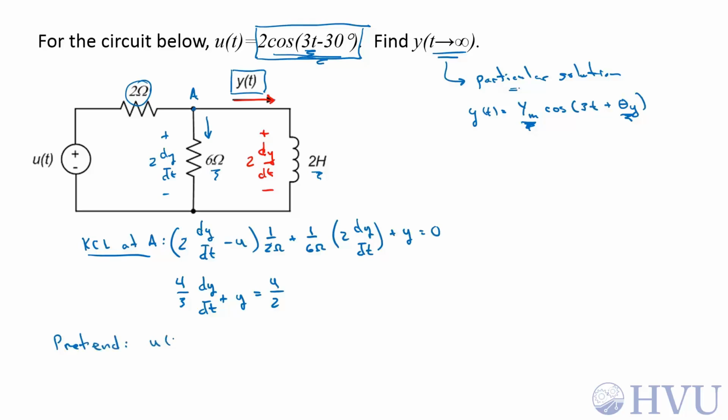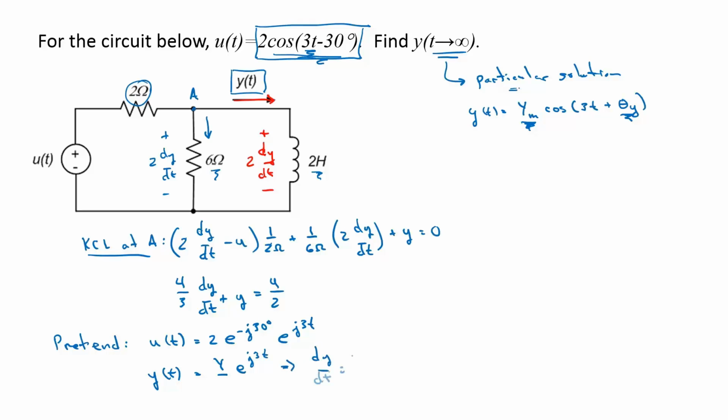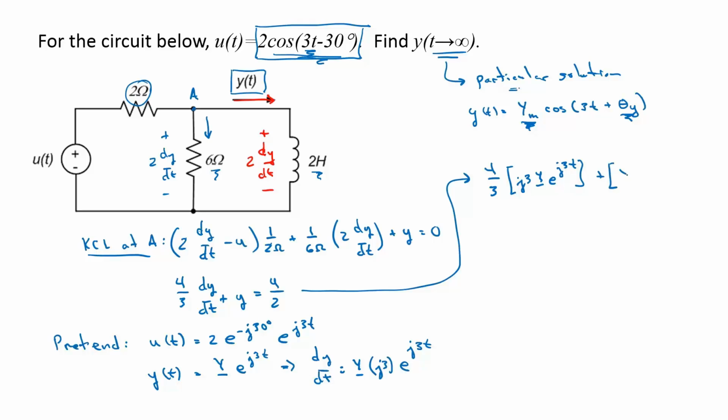So let's pretend again that u of t is some phasor which has an amplitude of 2 and a phase angle of minus 30 degrees times e to the j3t. If that's the case, then y of t is going to have the form of a phasor Y e to the j3t, and dy dt will be the phasor Y times j3 times e to the j3t. Now I can plug these into my differential equation. So 4 over 3 times dy dt, which is j3Y e to the j3t, plus y, which is just Y e to the j3t, is equal to 1/2 times u, which is 2 e to the minus j 30 degrees, e to the j3t.